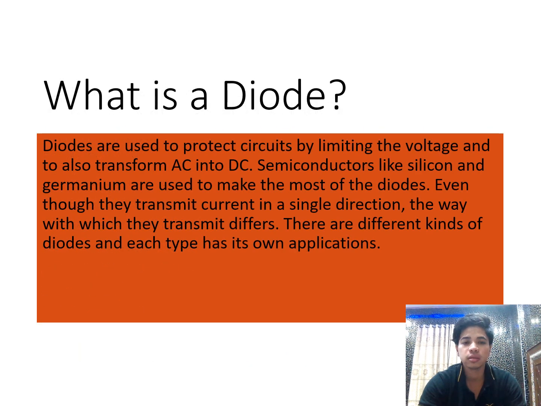What is a diode? Diodes are used to protect circuits by limiting the voltage and to also transform AC into DC. Semiconductors like silicon and germanium are used to make most of the diodes, even though they transmit current in a single direction. The way in which they transmit differs. There are different kinds of diodes and each type has its own applications.